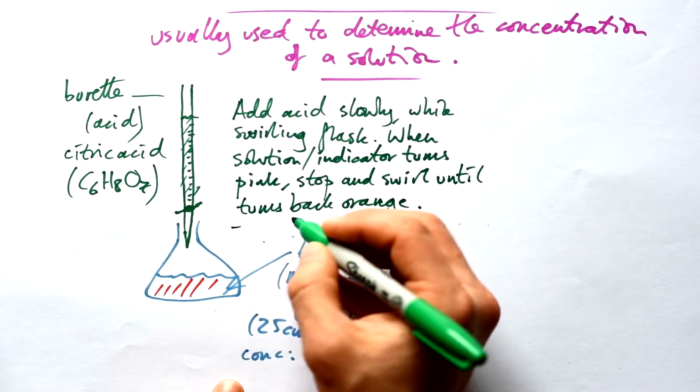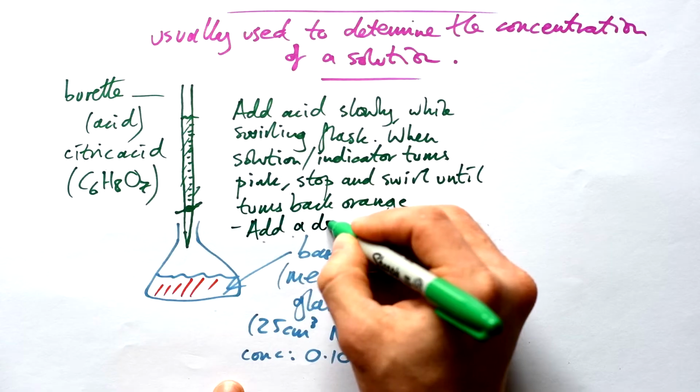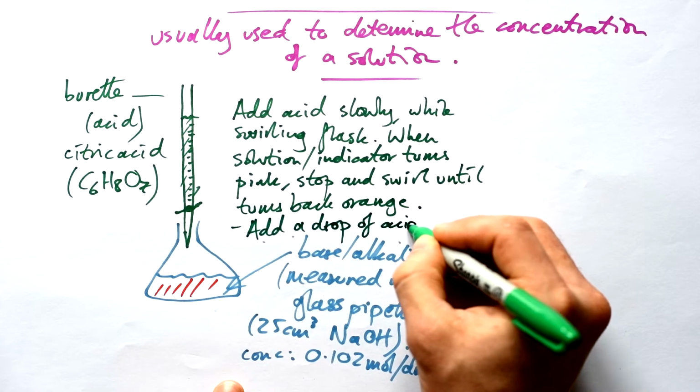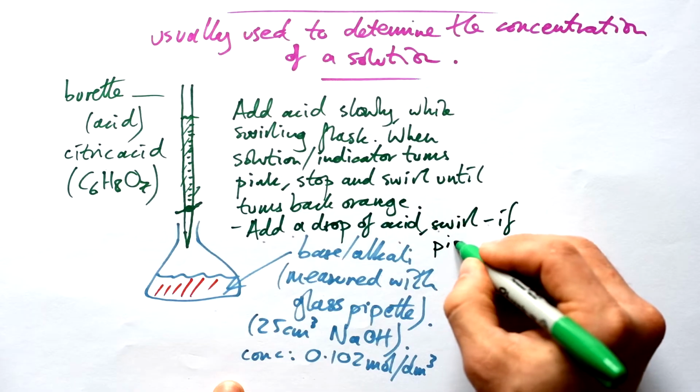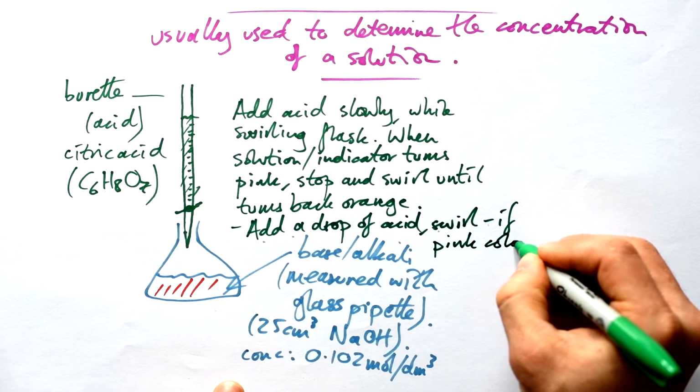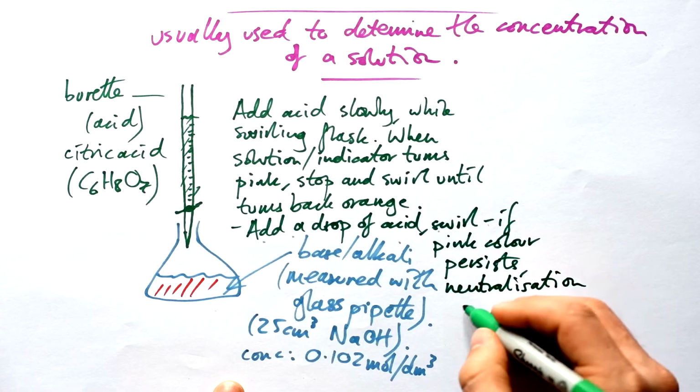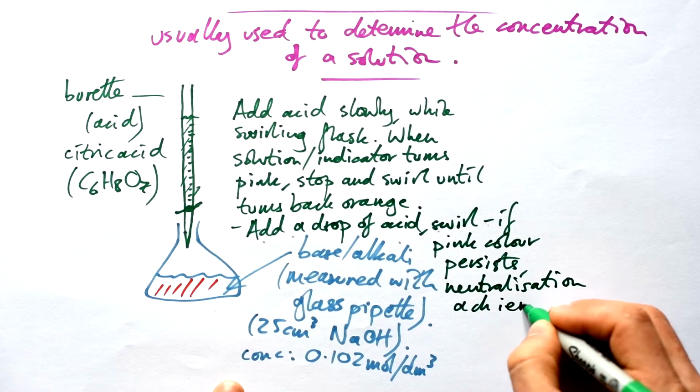So what do we then do? We add a drop of acid then. Just one drop, that's all it takes. Swirl. If the pink color persists, if it stays pink, neutralization has been achieved. The reaction has completed.